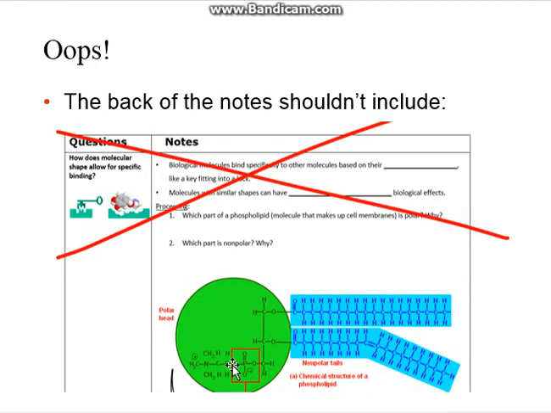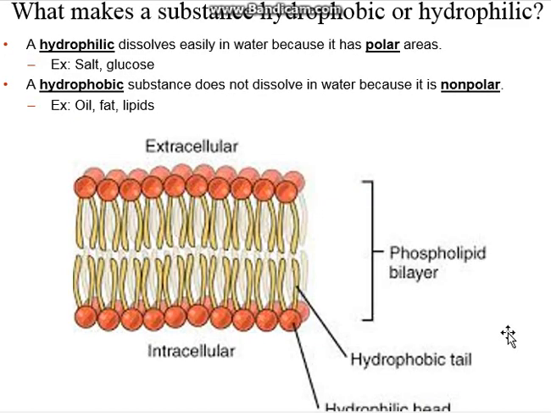Now on your notes, in the back of them, you have an area that shouldn't be there. So go ahead and ignore the one that says, how does molecular shape allow for specific binding? We're just going to review hydrophobic and hydrophilic real quick. This was in our last series of notes. But since we're talking about water, we should talk about hydrophilic and hydrophobic since we'll be talking about cell membranes. A hydrophilic substance dissolves easily in water because it has polar areas, like salt and glucose. A hydrophobic substance does not dissolve in water because it is nonpolar, like oil, fat, and lipids.